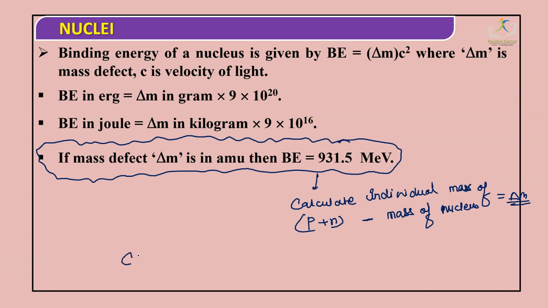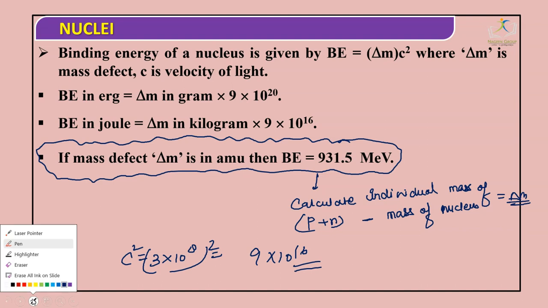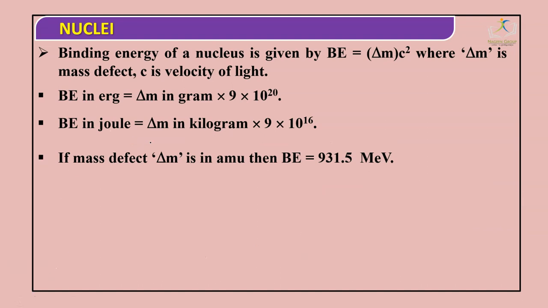You know, students, c will be 3 into 10 to the power 8 in SI units. Because c squared will come, just solve it to 9 into 10 to the power 16. Just put all these values and you will easily get the value of the binding energy for a particular alpha particle, which is 931.5 mega electron volt. I hope there is no kind of issue.